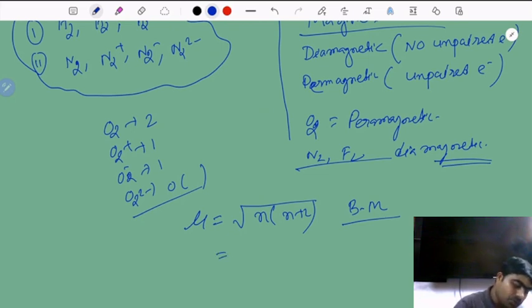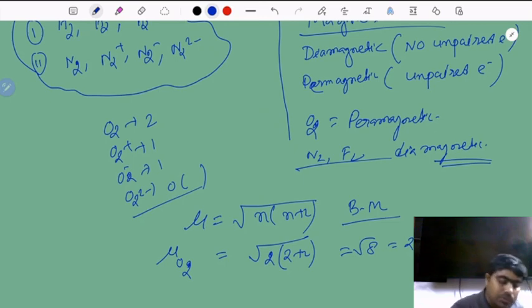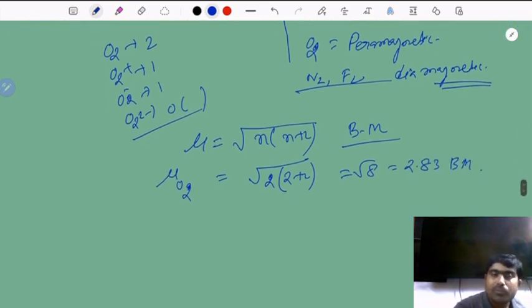Suppose here O2: mu of O2, we see how many electrons are there, 2 unpaired electrons, that is root over of 2 into 2 plus 2, equal to root over of 8, equal to 2.83 BM. Understand? So we can easily calculate the magnetic moment of a molecule using this formula.